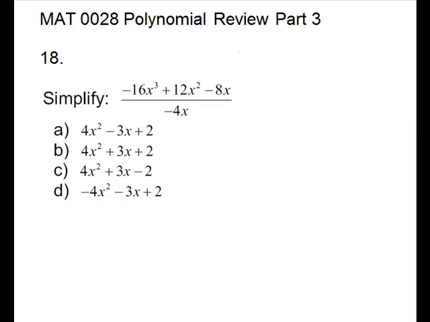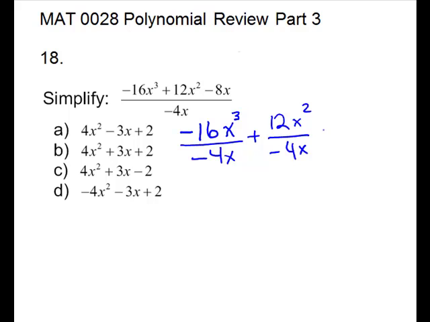Problem 18 is also a monomial division. Just be a little careful with your signs in this one because your monomial divisor has a negative, so you'll have to watch with that. Again, we'll make 3 separate problems. So negative 16x cubed over negative 4x plus 12x squared over negative 4x minus 8x over negative 4x, and then we'll simplify each of those problems.